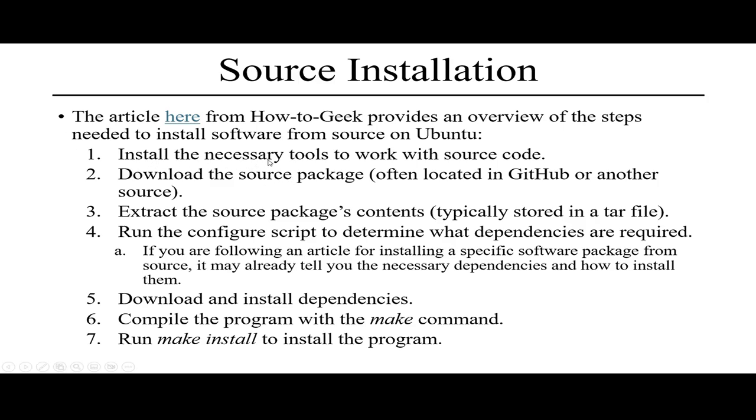The first step is to install the necessary tools to work with the source code. Typically you can do that with the package manager. Then you can download the source package, typically from an online repository like GitHub. Then you extract the source package's contents. Typically it's in a tar archive, so you just use a tar command to get it out of the archive.